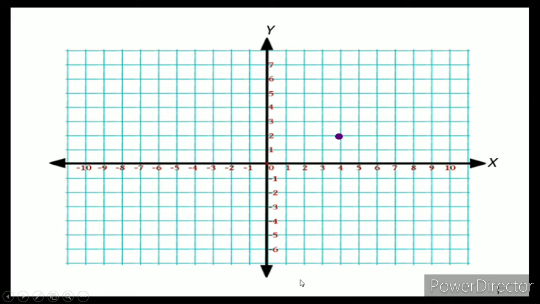Why? Because 4 represents the x-coordinate and it is positive, so we have to count from the origin to the right of the x-axis. So we have 1, 2, 3, and 4. Then 2 represents the y-coordinate and it is also positive, so we have to move upwards. So we have 1 and 2. That's why (4, 2) is located over here.